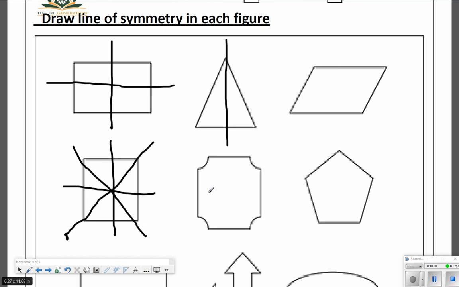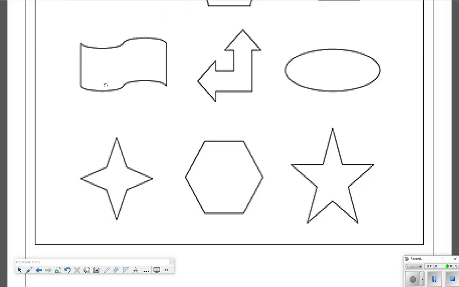Here, how many lines of symmetry? Think with me, how many lines of symmetry here? How many lines can you cut it into 2 equal parts? Yeah, we have 2. This is the first one and this is the second. Here, how many lines of symmetry? Can you draw one? Yes, this is a line of symmetry. This part is similar to this part. Now you can draw the lines of symmetry of this figure by yourself.